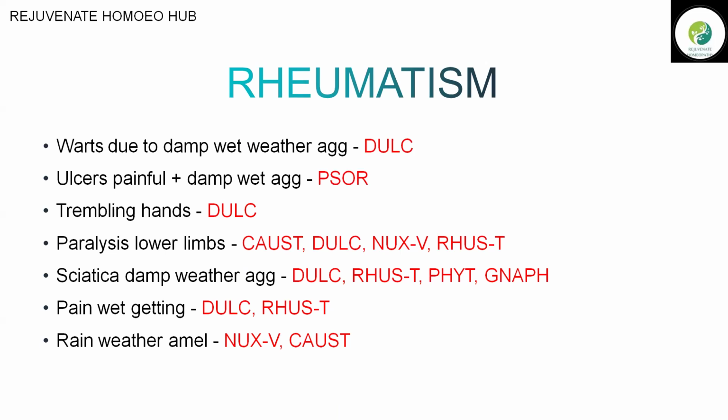To prescribe Gnaphalium in sciatica cases, ask for numbness. If numbness is present in sciatica cases, the first remedy is Gnaphalium. Pain, wet getting, Dulcamara, Rhus tox. Rainy weather, amelioration. The only two remedies, Nux vomica and Causticum.